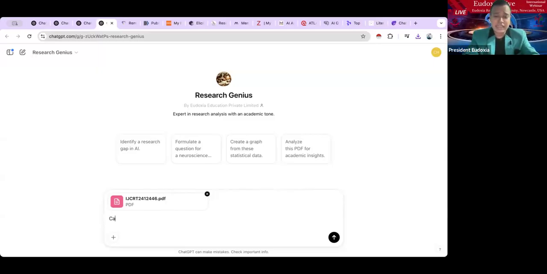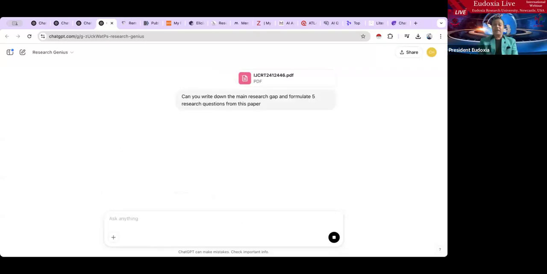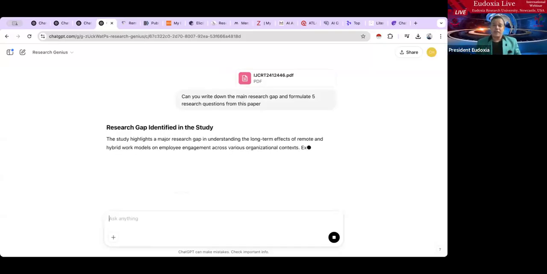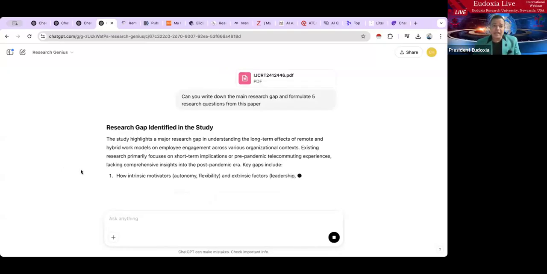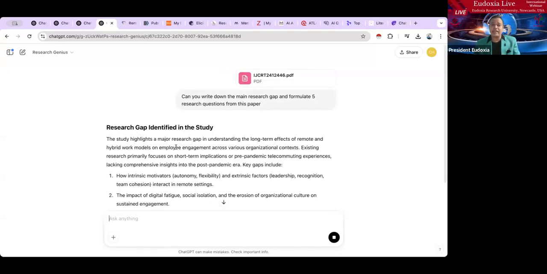Can you write down the main research gap and formulate 5 research questions from this paper? Okay, so let us have a look at how our GPT technology will work. It is working on this paper, and it is finding the research gap identified in the study.